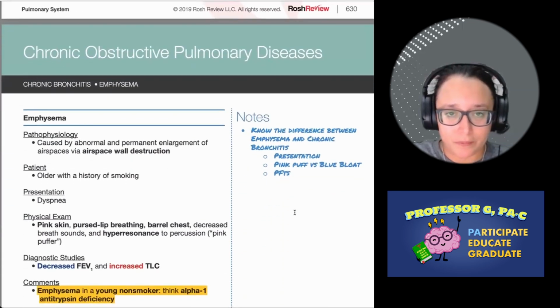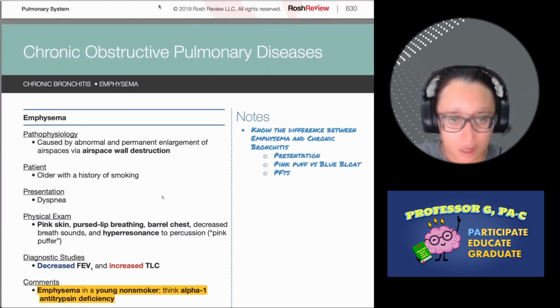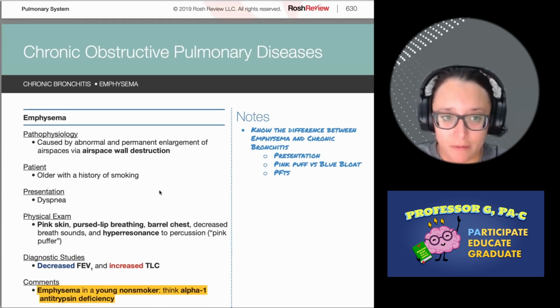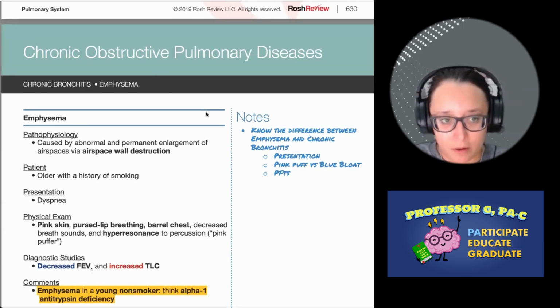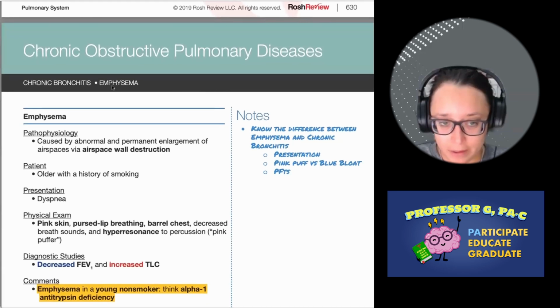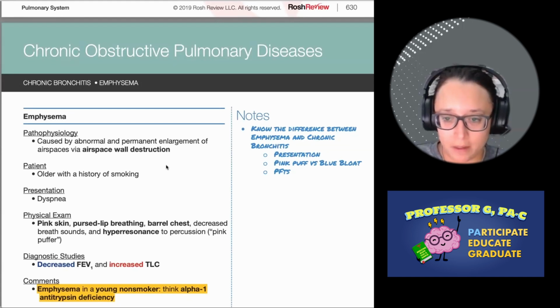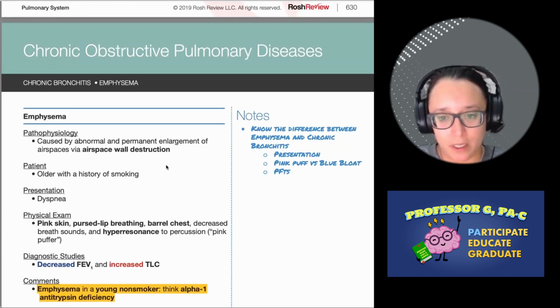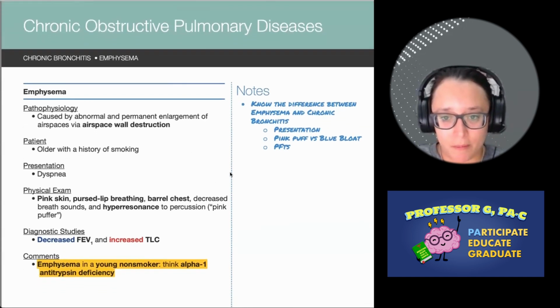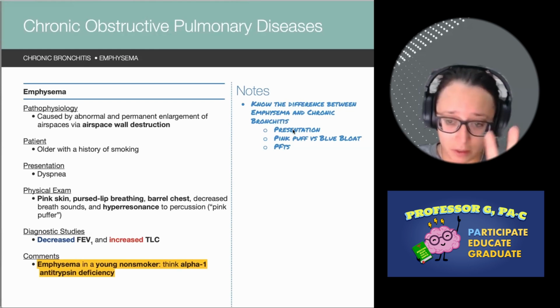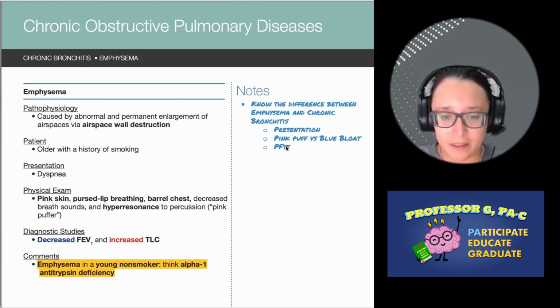All right, so starting out with COPD. COPD is one of the obstructive lung diseases. It's in the name, it says obstructive, right? There are two major categories we need to know the difference between: chronic bronchitis and emphysema. We know that in the real world there's a lot of blending of chronic bronchitis and emphysema, but in test world, they really try to separate the two. We should know the major differences between emphysema and chronic bronchitis, including the presentation, the blue bloater versus the pink puffer, and the PFT differences.